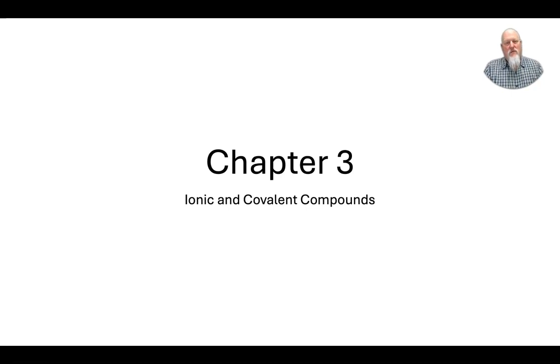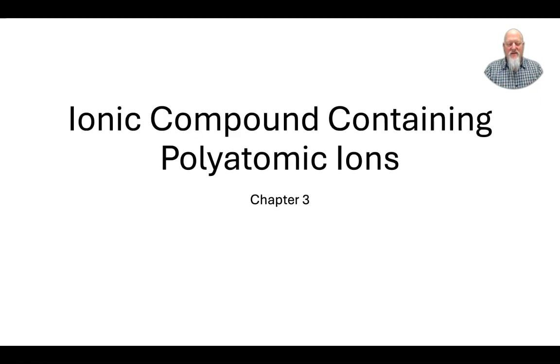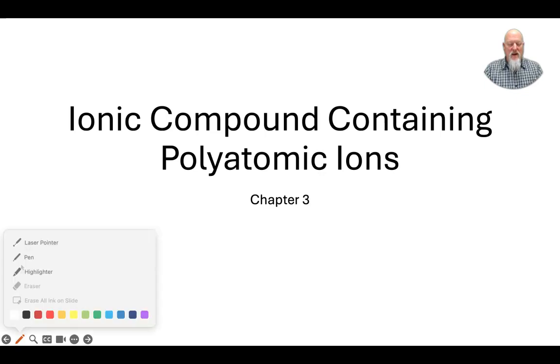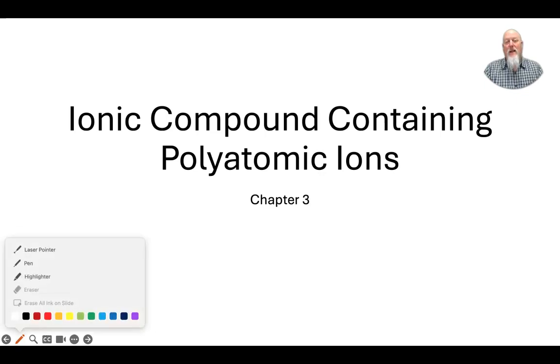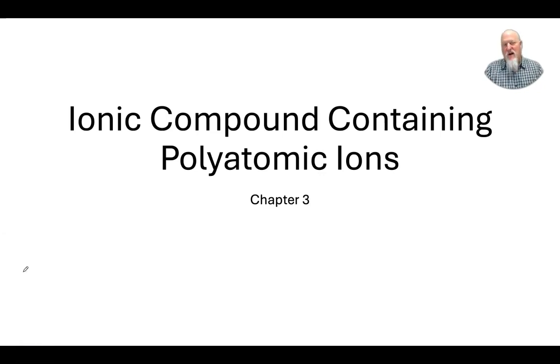So now we've been talking about monatomic ions. So ions are just made from one atom, composed of one element. In this section, we are going to talk about polyatomic ions, so ions that are made from more than one atom or element.